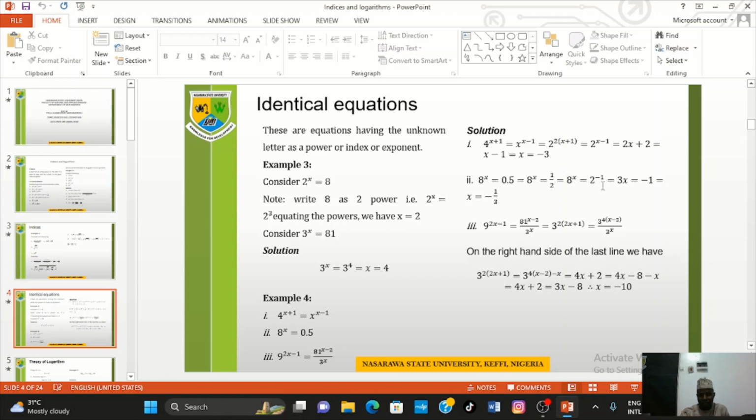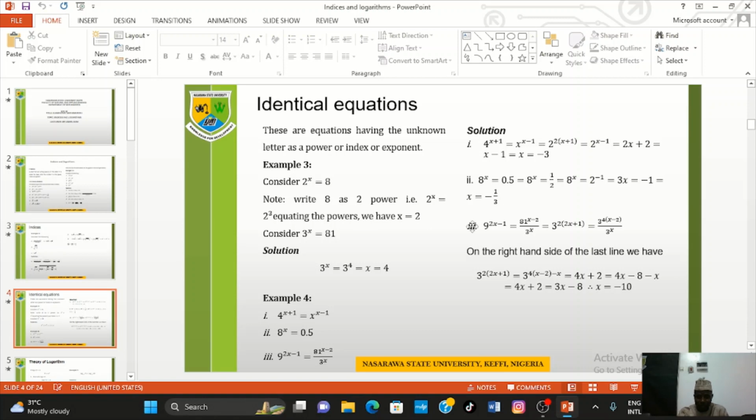As the base is the same, then you equate the power. Then we have 3x equals minus 1, and we are looking for x. What will happen now is divide both sides by 3. 3 will cancel 3, we are left with x, and it will be equal to minus 1 all over 3. And that's it, that stands as the result.